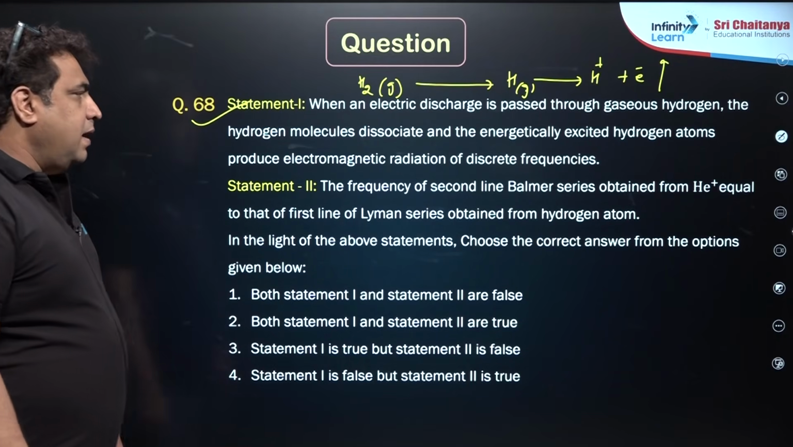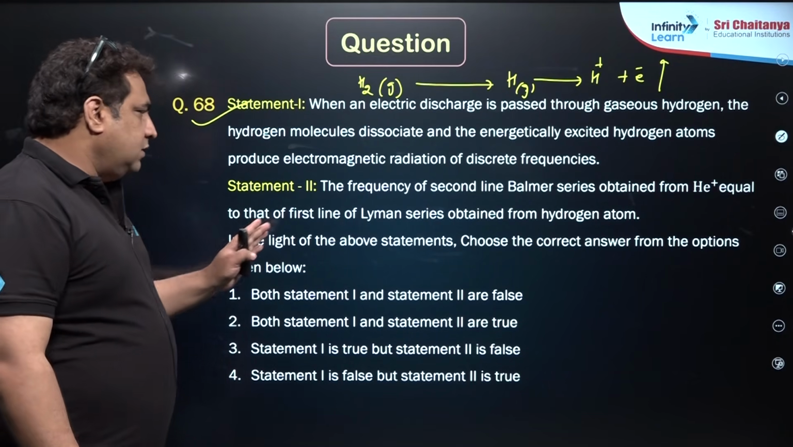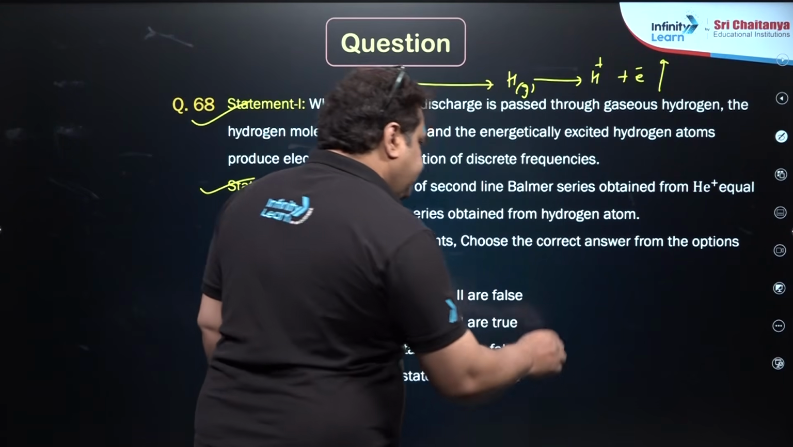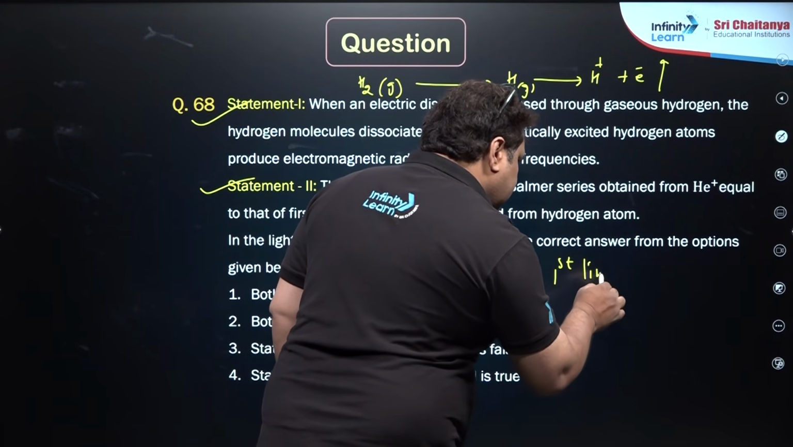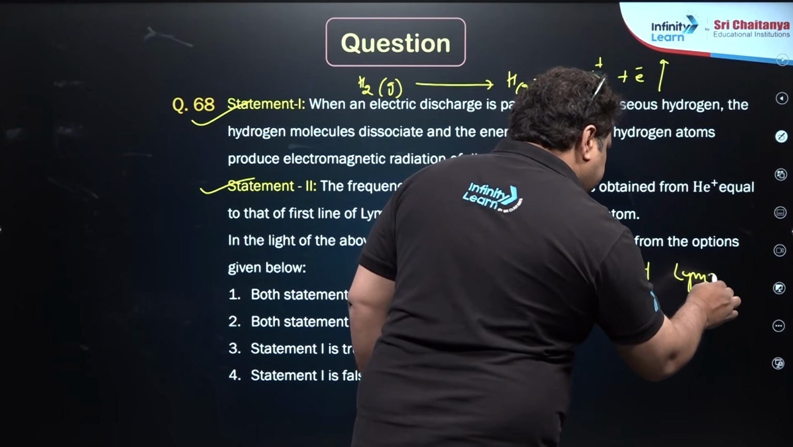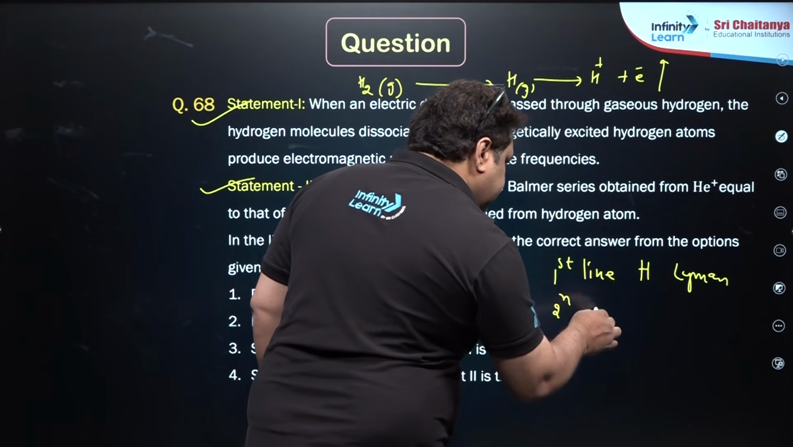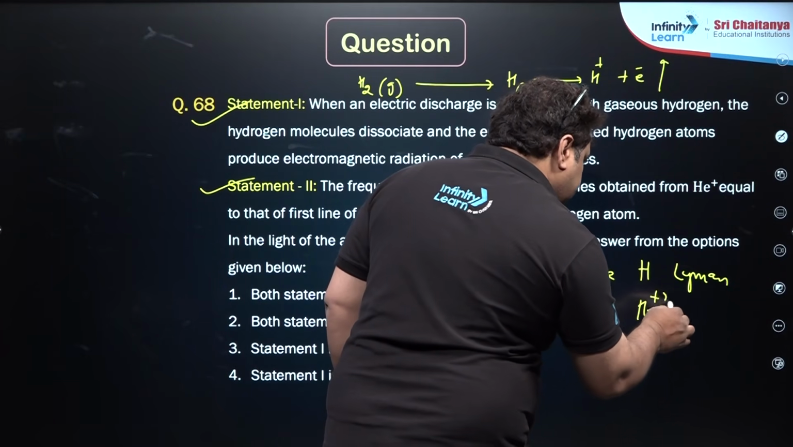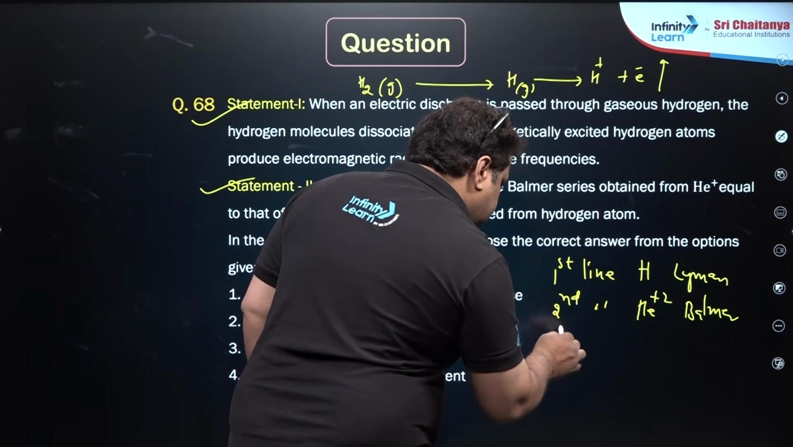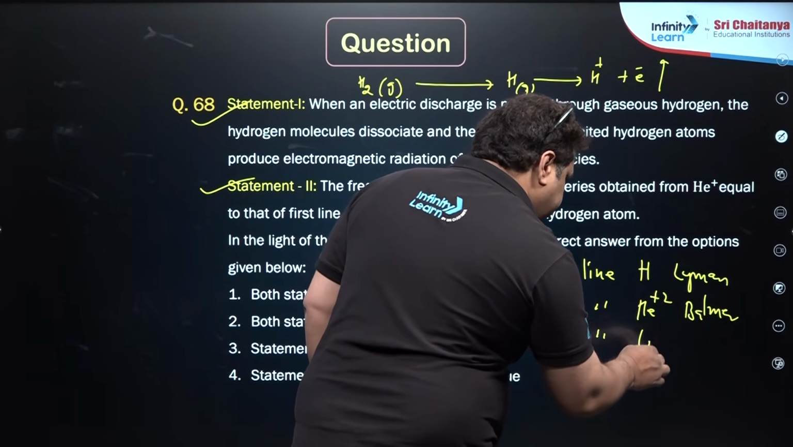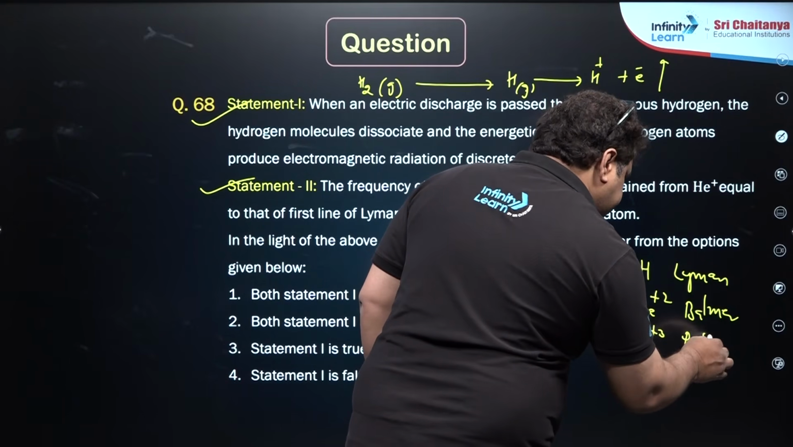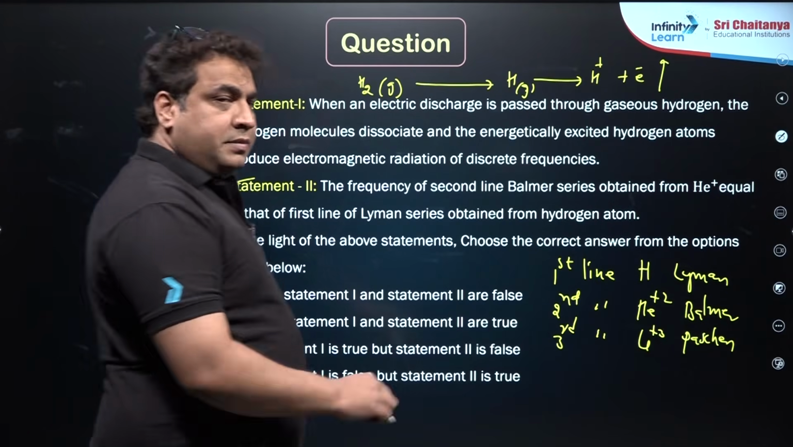The frequency of the second Balmer line of helium is equal to that of the first line of Lyman obtained from hydrogen. It is correct, because students, the first line of Lyman of hydrogen will be equal to the second line of Balmer of He+. Similarly, the third line of Li2+ of Paschen, and so on. Frequencies will be the same.